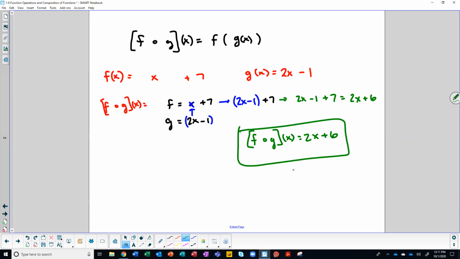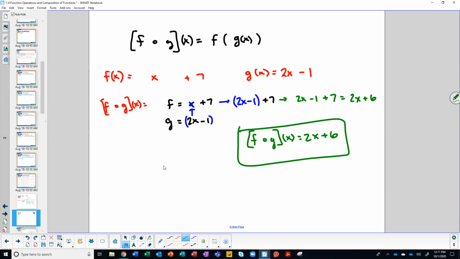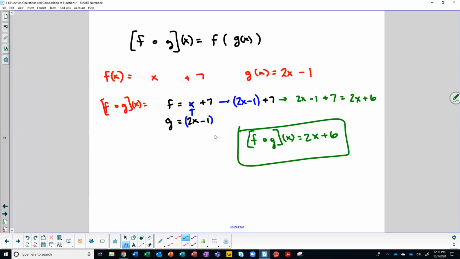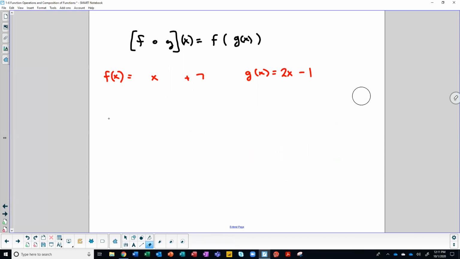So a lot of students are going, what in the world did you just do? Well, I'm going to show you all over again. Okay, I'm going to take this away. I'm going to change one thing. This time, what we're going to find is what I would call g of f. We're going to find g of f this time.